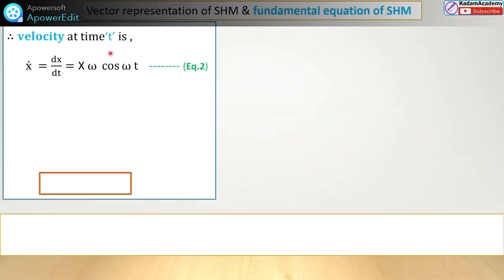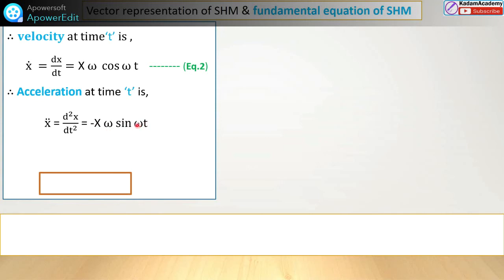After this, by using that equation, we can find out the velocity, just differentiating that small x. What will happen then? Capital X into omega, differentiation of sin omega t is omega into cos omega t. This is the equation for the velocity. Similarly for acceleration, again differentiating this equation 2, we get d2x by dt square, x double dot, is equal to minus X omega square into sin omega t.